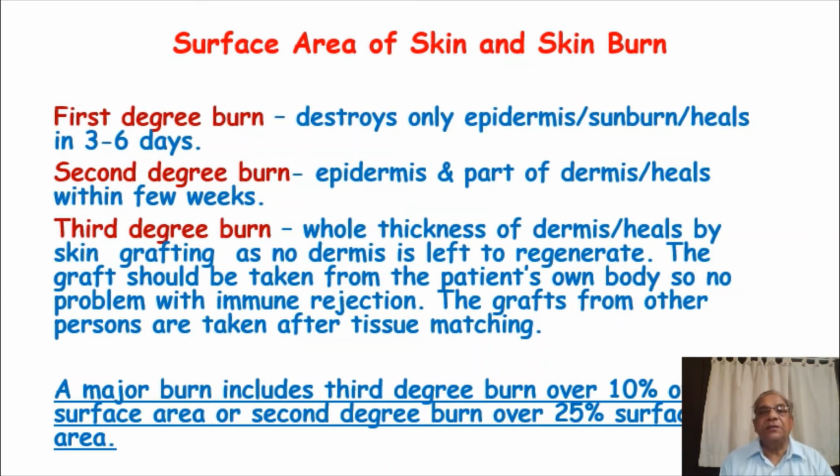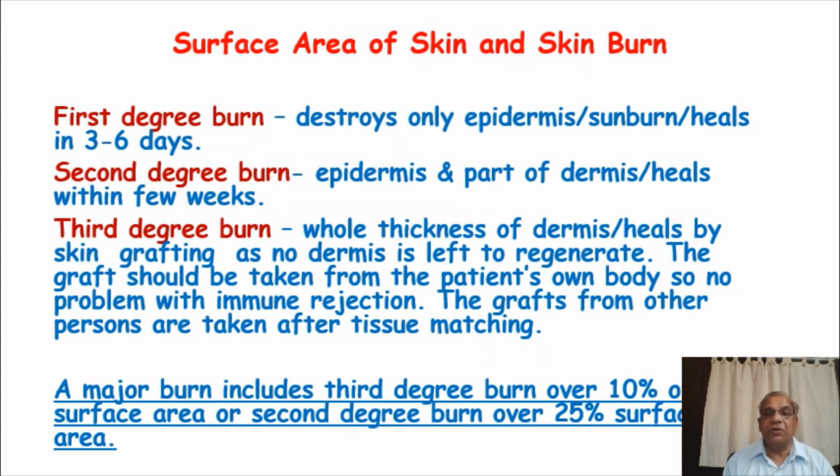In this third degree burn, this is decided on the basis of the thickness of the dermis, where the whole thickness of the dermis is destroyed. That is the third degree burn. That means not only the epidermis but also the dermis is destroyed. So here the whole dermis is destroyed, that means the wound is going deep right up to the superficial fascia or the hypodermis. Now this kind of third degree burn is very difficult to heal.